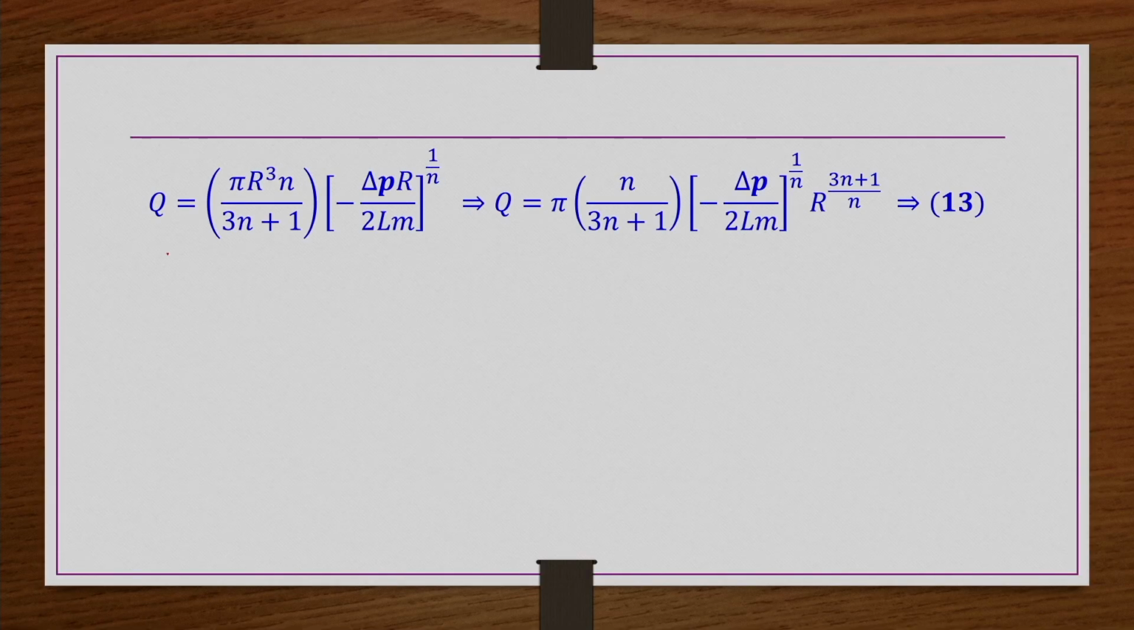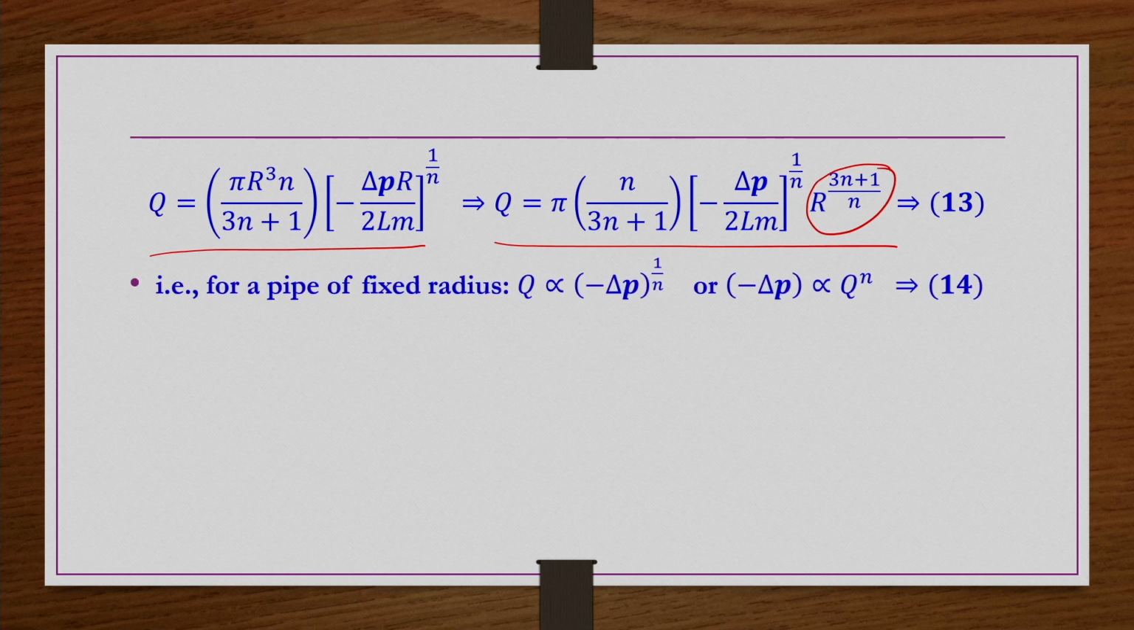Volumetric flow rate, we got this expression previously in one of the slides where we derived it. This equation I am rearranging this way, doing nothing else, just rearranging so that all the R terms are grouped together. So that for a fixed value of R, we can see how Q changes for a change in delta P. Q is proportional to minus delta P power 1 by n, or minus delta P is proportional to Q power n.